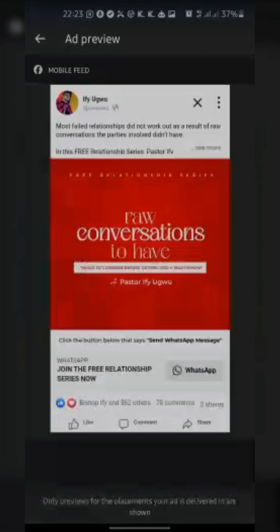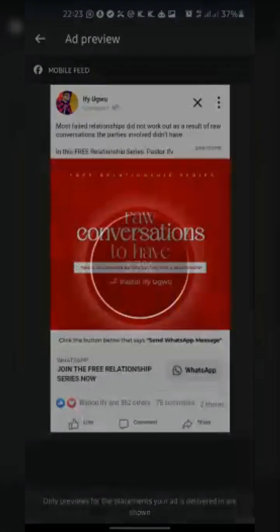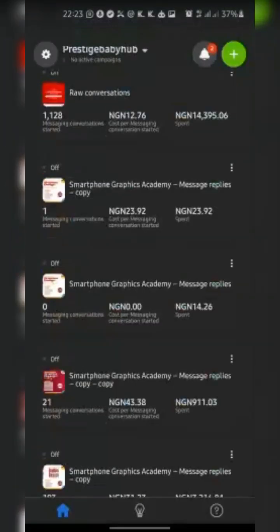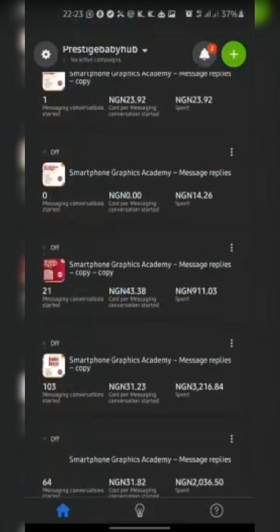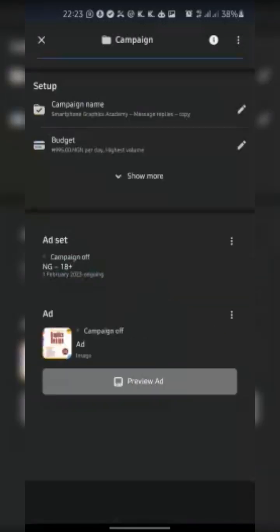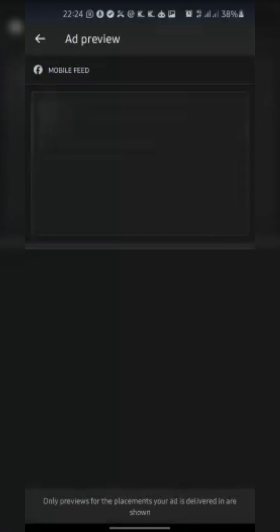Okay, so make your creative appealing, make it entertaining, make it captivating, right? All right, so this one also did a good number. It was running at 31 naira per message.